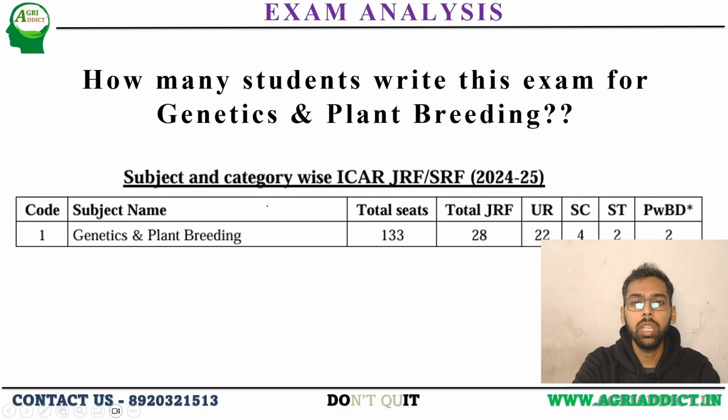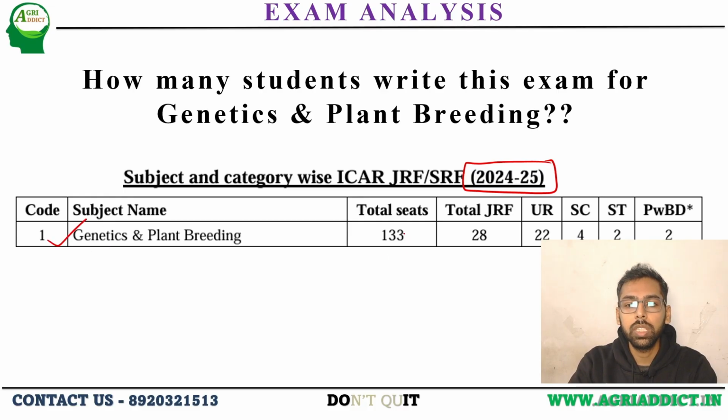And then coming to the exam analysis. Let us discuss the total number of seats in the year 2024 to 2025 for the subject of genetics and plant breeding. The total number of seats is 133, among which there are only 28 seats for JRF, which means these are the only 28 seats which qualify for the scholarship.